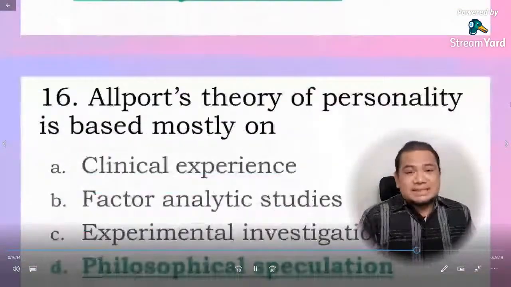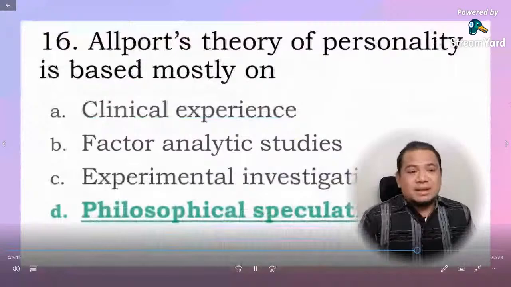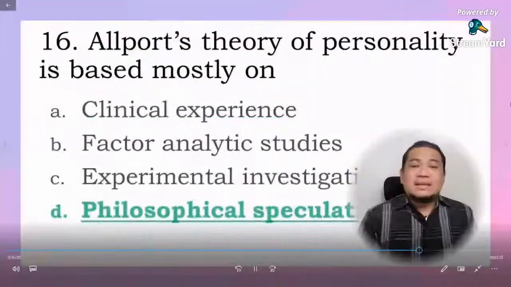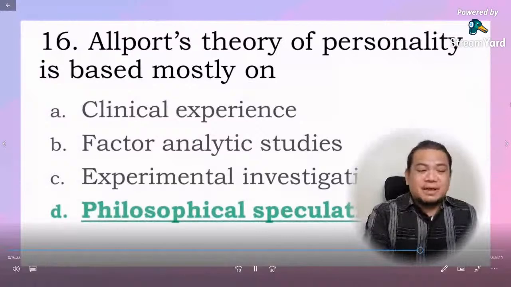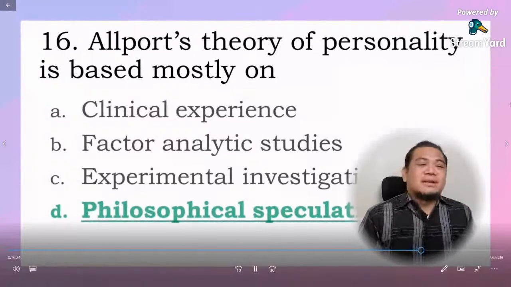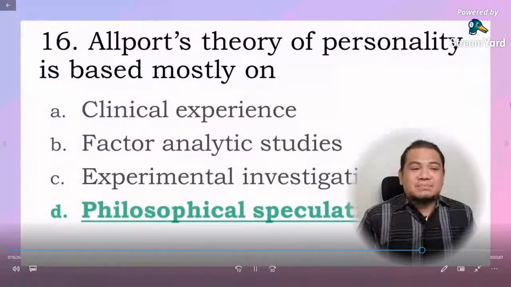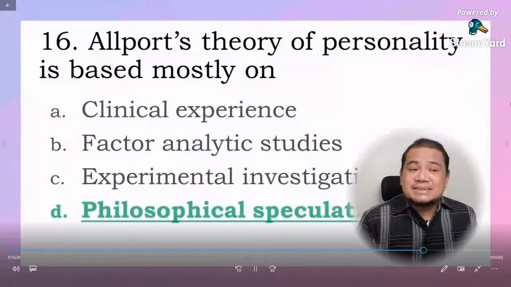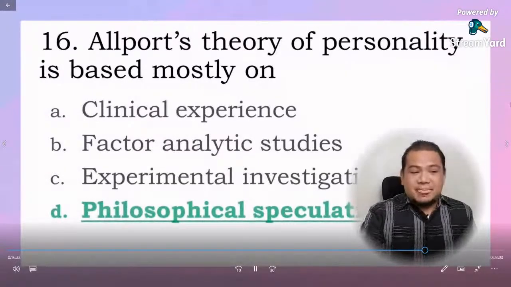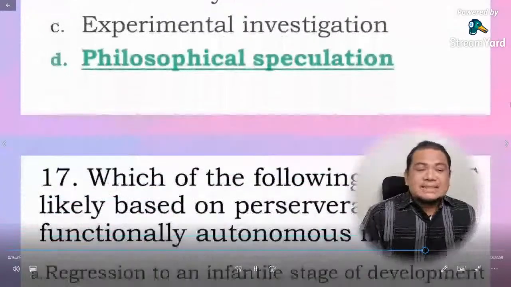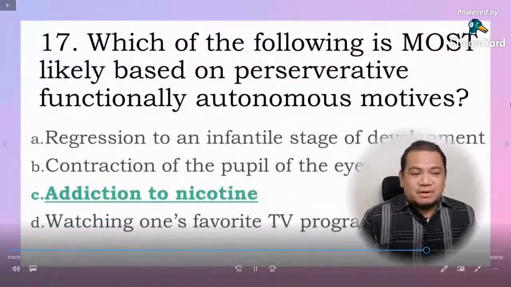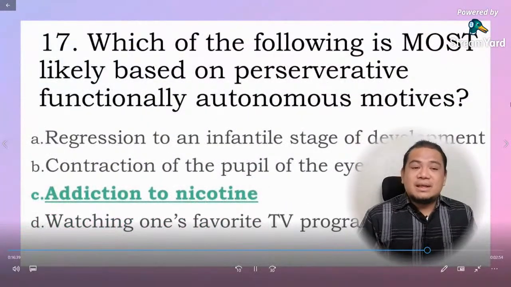Number 16, Allport's theory of personality is mostly based on letter D, philosophical speculation. Allport bases his theory of personality more on philosophical speculation and common sense than on scientific investigation. 17. Which of the following is most likely based on a perseverative, functionally autonomous motive?